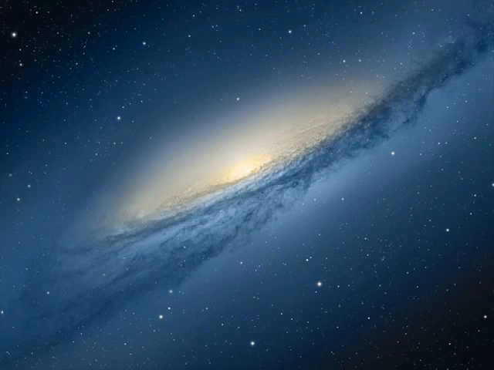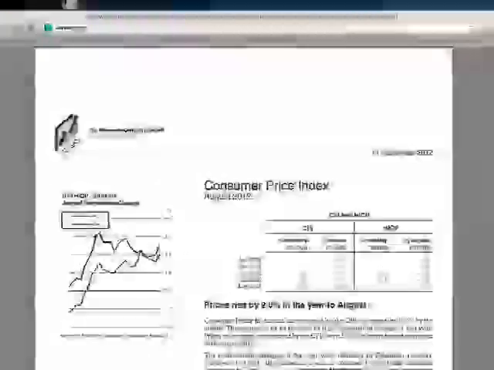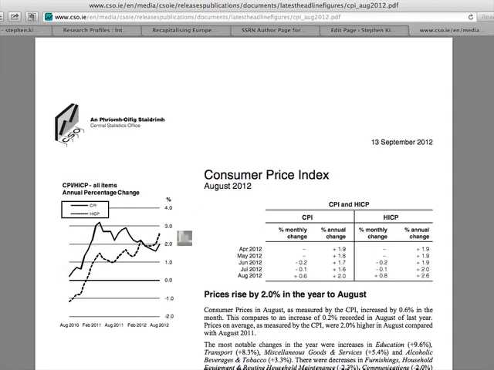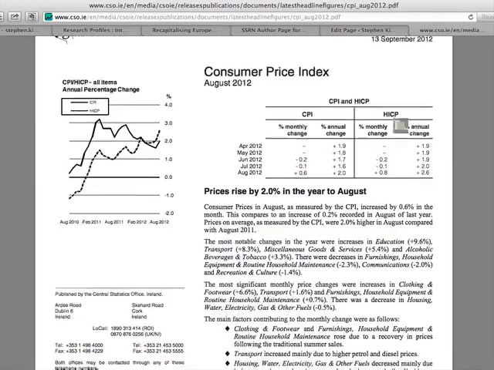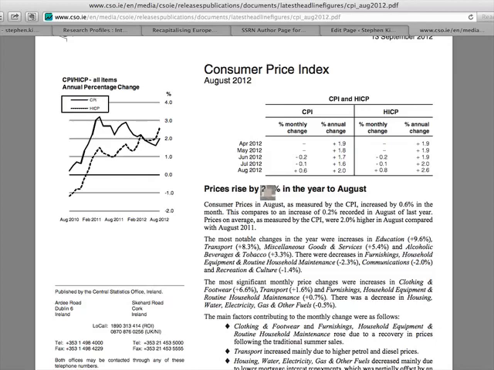Well, let me show you. Basically, I'll show you why it's the case. Here is the Consumer Price Index. This is the very latest data. It was released a couple of days ago, I think. What you see here is the 13th of September, a couple of weeks ago now. Okay, so prices have risen by 2%.